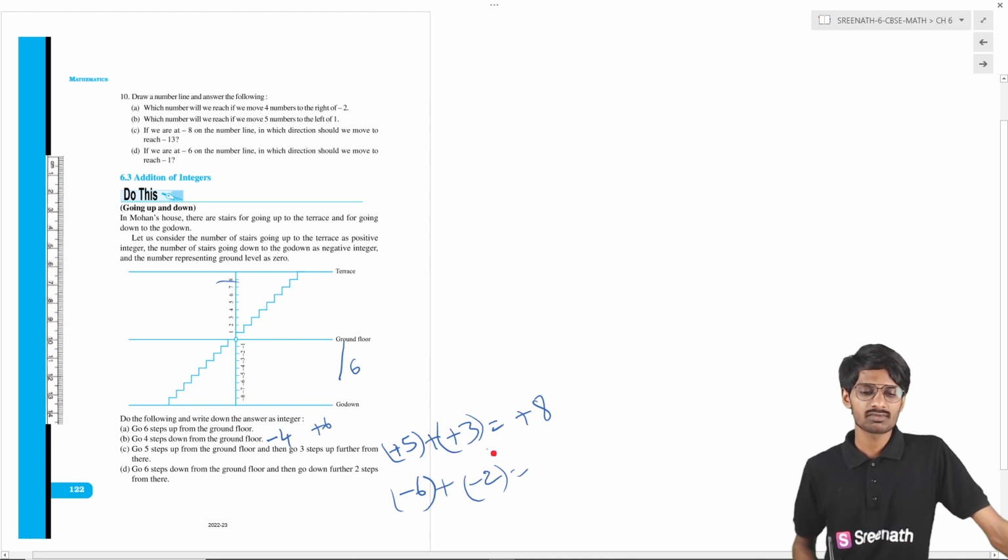So now what is the final position? You have moved 6 steps and again 2 steps, finally 8 steps. It is downwards, so -8. This is the way to represent.